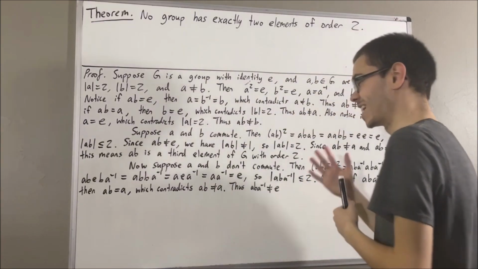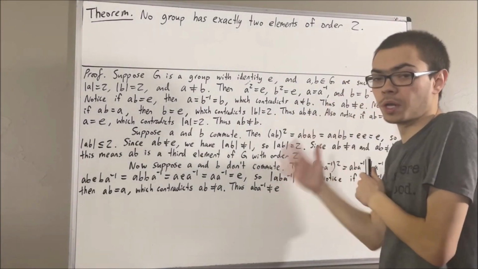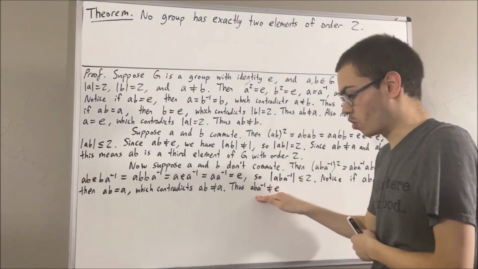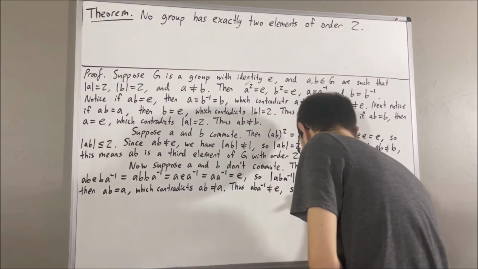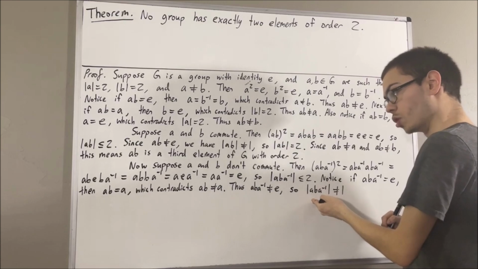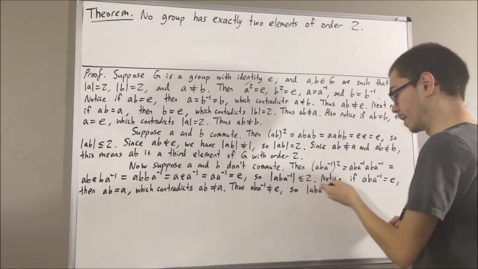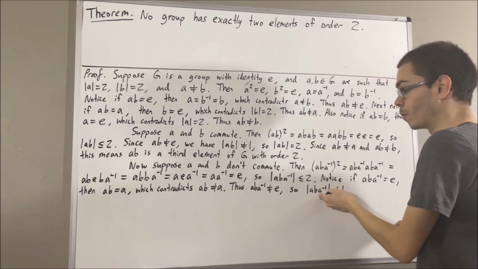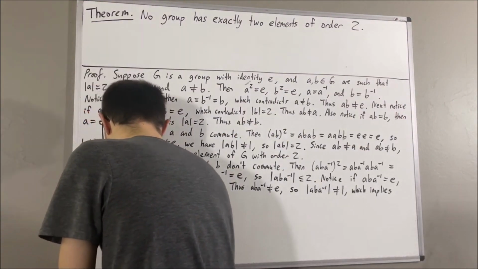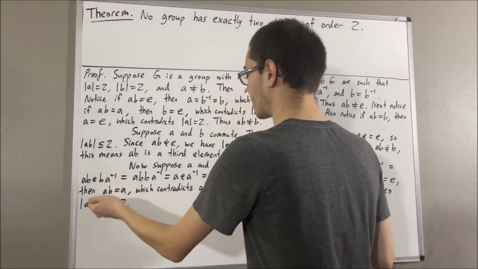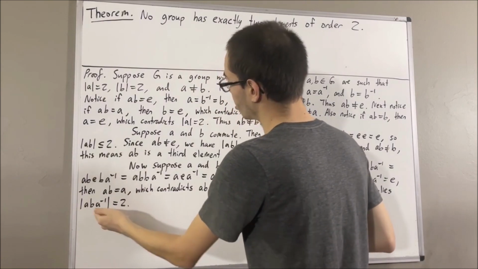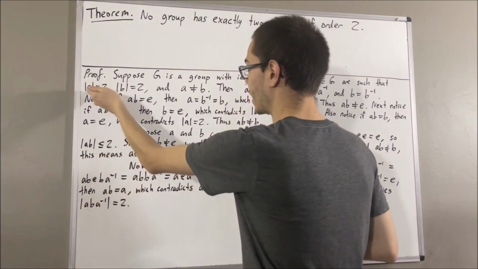But remember, the identity element is the only element with order 1. So since ABA inverse is not equal to the identity element, ABA inverse can't have order 1. But since we know that the order of ABA inverse is equal to either 1 or 2, but it's not equal to 1, that means ABA inverse must have order 2. But now we want to show that ABA inverse is a third element of G with order 2. In other words, we want to show that ABA inverse is distinct from A and B.